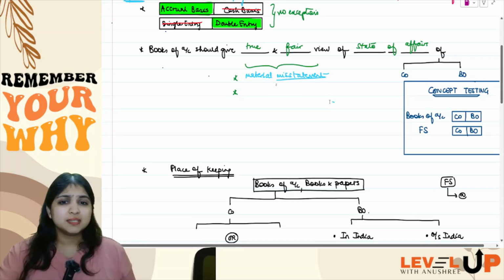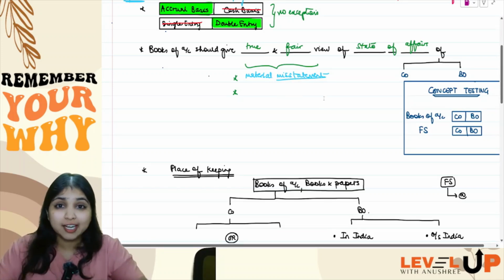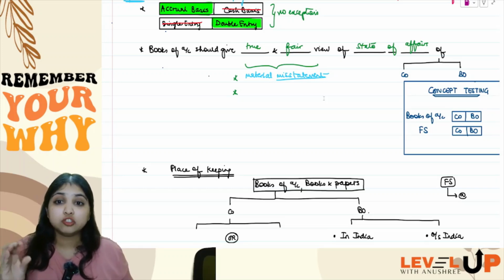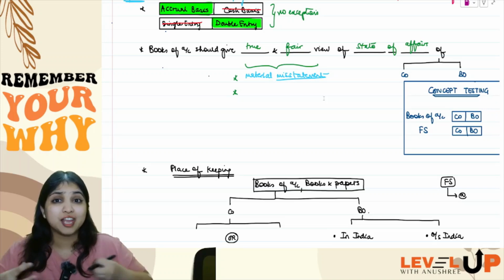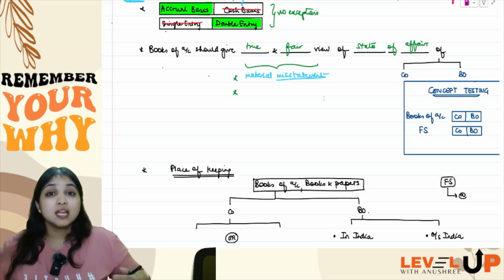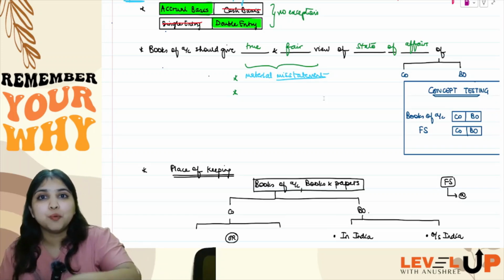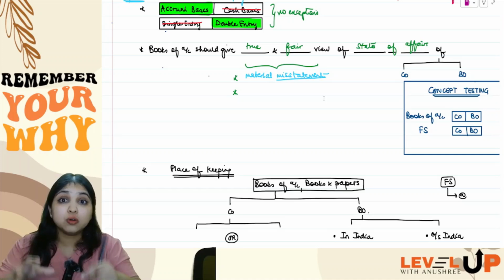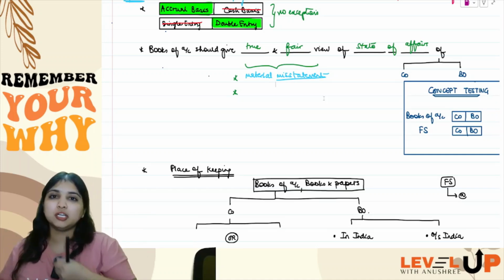Misstatement means what? Misstatement will include two things. Either you're writing the wrong statement or you're hiding important information. Both will come under misstatement. So books of accounts should give true and fair view, which means books of accounts should not have any material misstatements. Neither should it have wrong information, nor should you hide important information from the books of accounts. I'll repeat, neither should you put wrong information in books of accounts, nor should you hide important information from books of accounts.